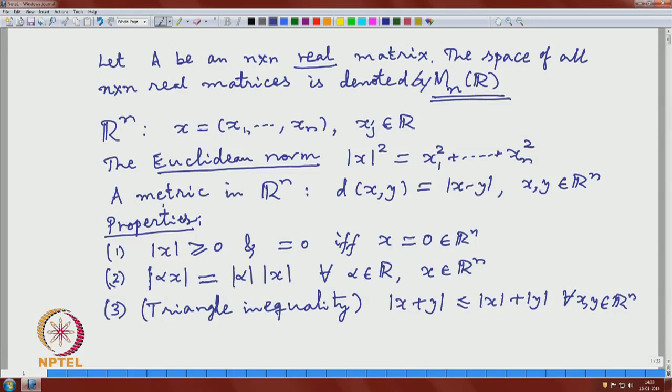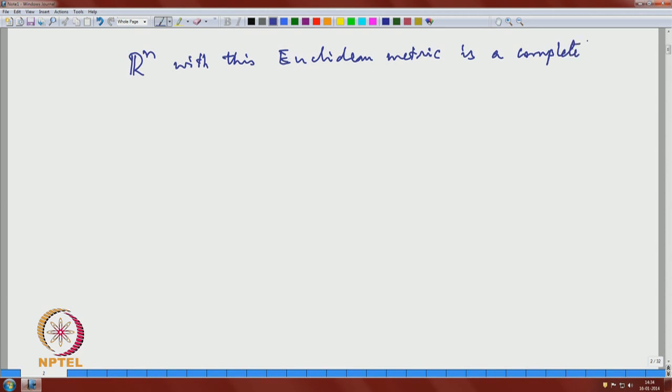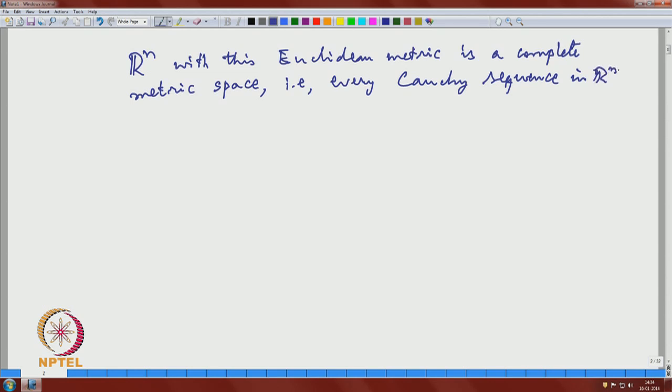These three properties in turn prove that d is a metric in Rn. Not only that, Rn with this Euclidean metric coming from the Euclidean norm is a complete metric space. That is, every Cauchy sequence in Rn converges.